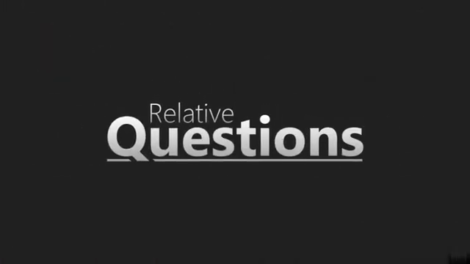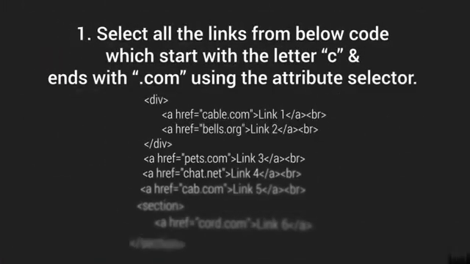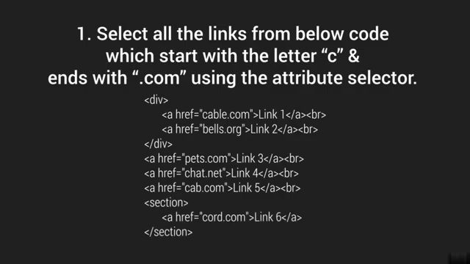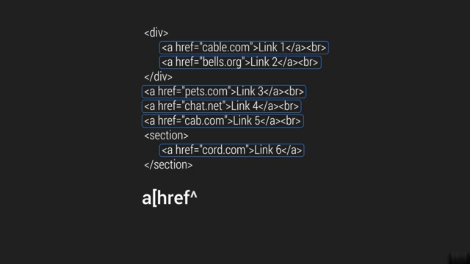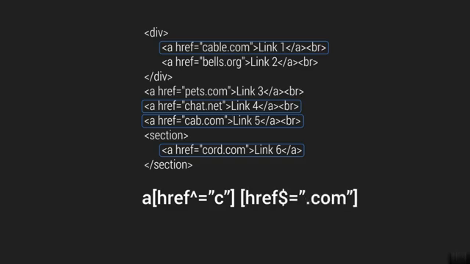Now let's discuss an assignment. Select all the links which start with the letter C and end with .com using the attribute selector. So you can write the styling like this. You say A, that is anchor tag. Inside the brackets, you give the href caret equals to C. This will select the links which start with C, and inside second bracket, you give the dollar sign equals .com. So this will select all the links which end with .com.